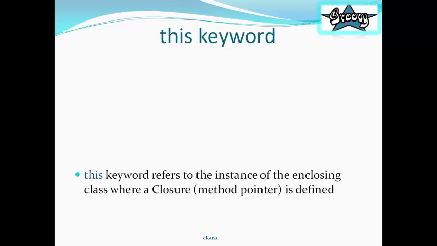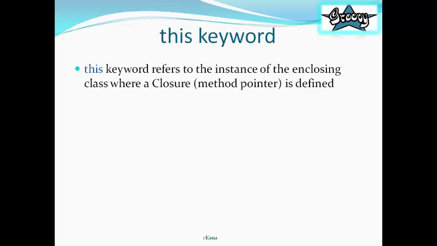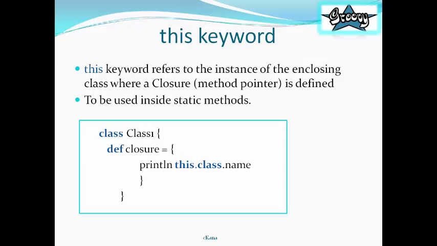Now let's study the this keyword. This keyword refers to the instance of the enclosing class where a closure or a method pointer is defined. This is to be used inside static methods. For example, print this.className prints the class name.